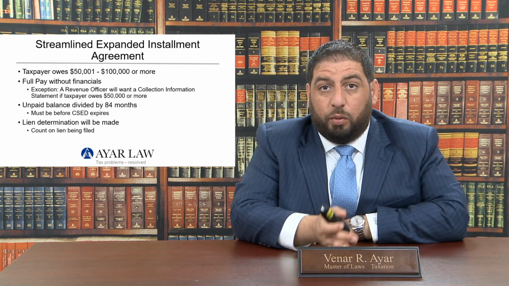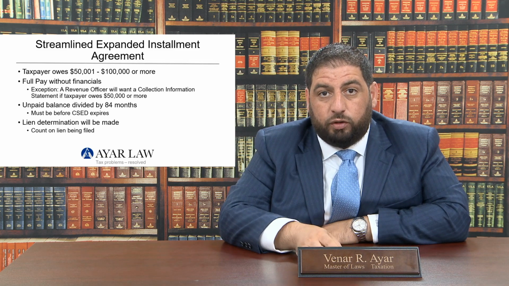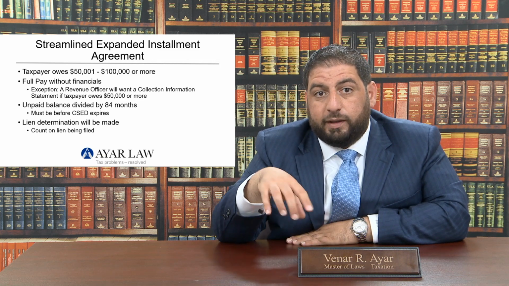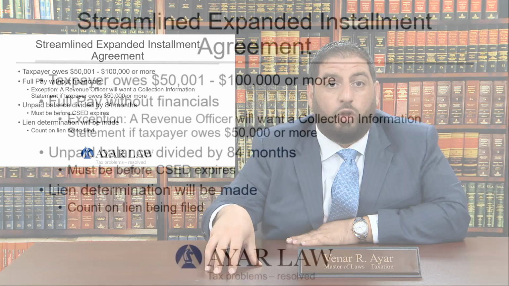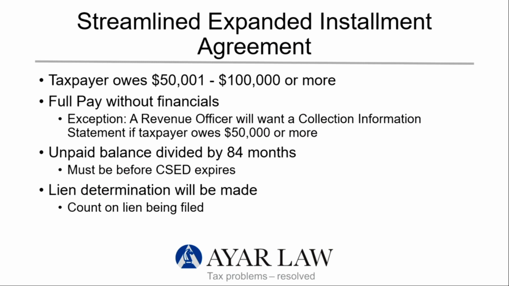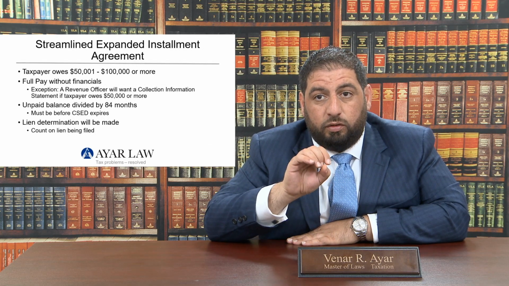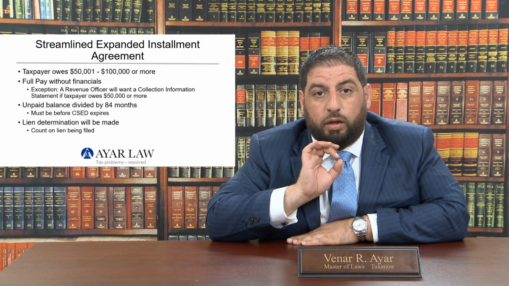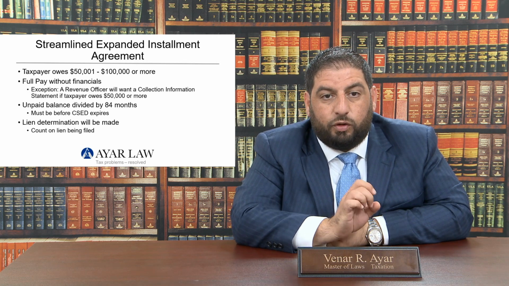Now, just like how they doubled the guidelines previously, from $25,000 being the original streamline, then they went up to $50,000 a few years ago, and a couple years back they doubled it again. Now you can do a streamlined expanded installment agreement for anybody who owes up to $100,000 in assessed balance. Again, this is a full pay installment agreement, and you don't have to provide financials. You just have to fit within the guidelines, and they added an extra year to pay. If you owe up to $50,000, it's 72 months. If you owe over $50,000 but less than $100,000, you get 84 months.